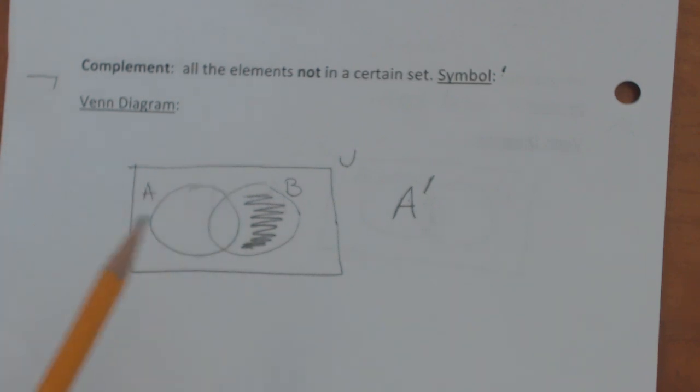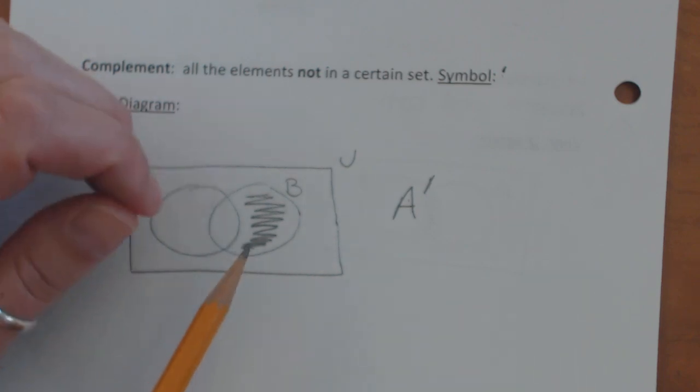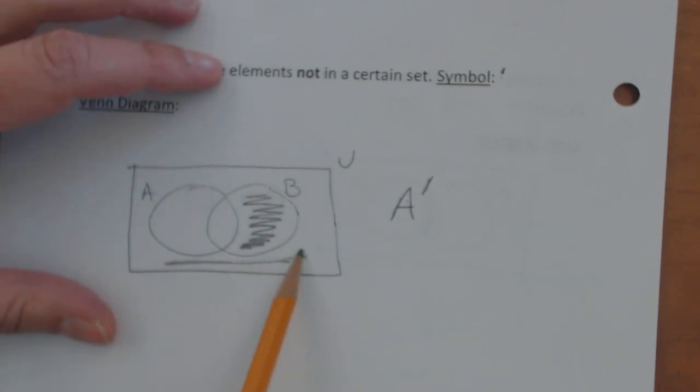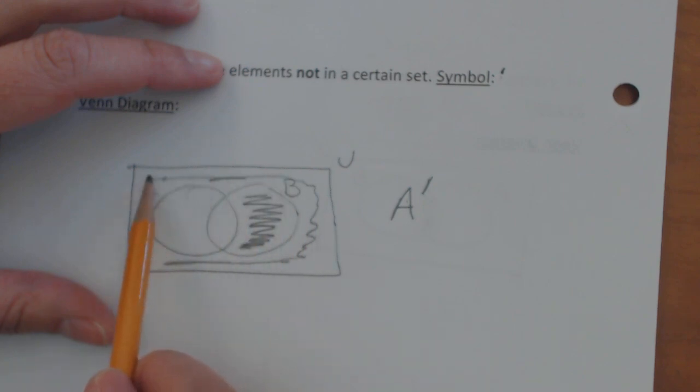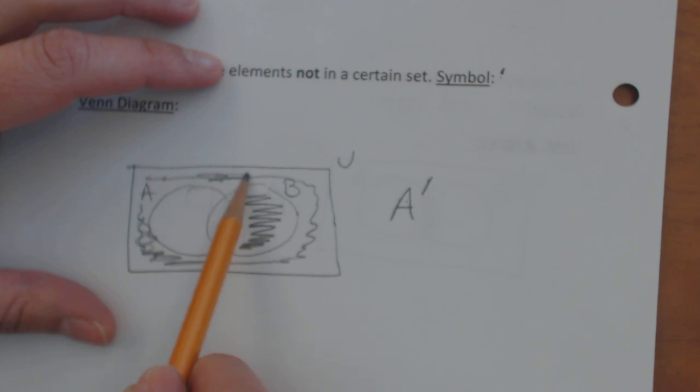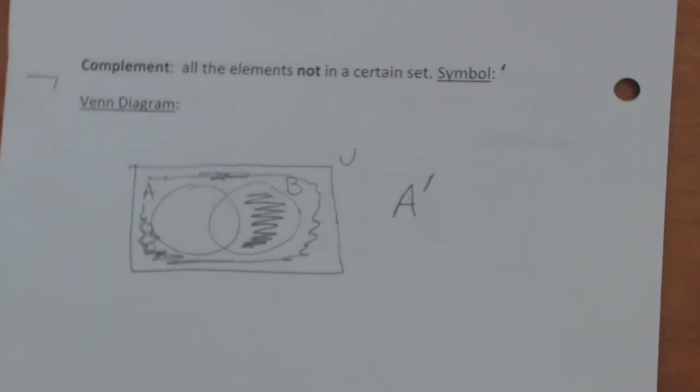And let's see, where else could we do that's not A? I'm also thinking that it is going to be the outside as well, because the outside is not A. So not A is going to be there.